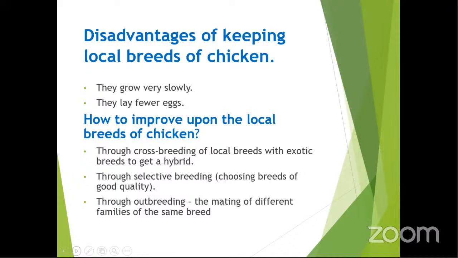In third term, we shall look at sheep, goats, and the pigs, and they will ask you the same question: how can you improve on the local breeds of your animals? Simply say by crossbreeding. At least the first answer that you can talk about should be crossbreeding. Then you can come to the other ones, like selective breeding, outbreeding. As simple as that.